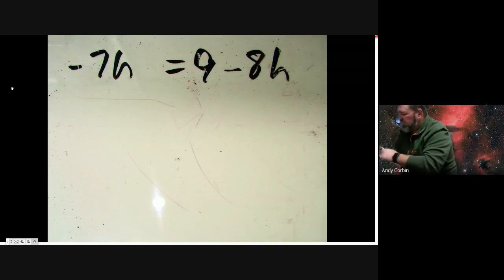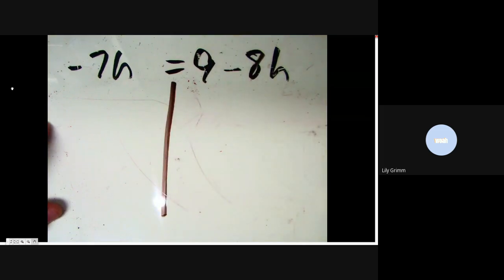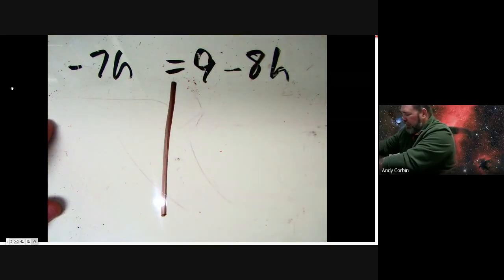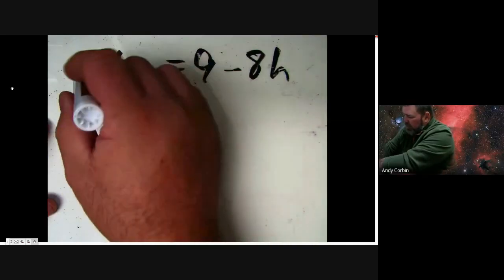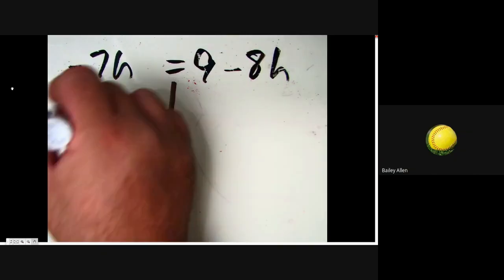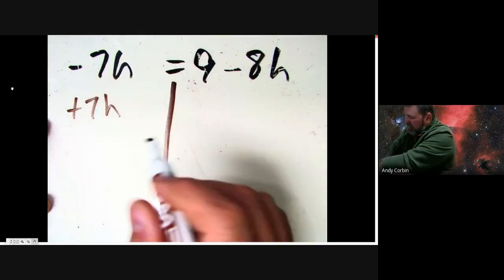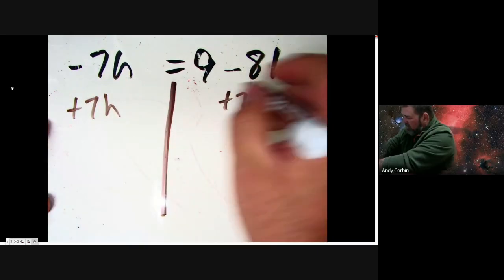Okay, so what's the pre-shift? 7 and 8. Right, you've got variables on both sides, right? So we've got to get the variables to the same side. Which one do you want to move? You can move either one. 7. Okay. So how do you get rid of a -7H? Positive 7H. Right. So I'm going to add 7H. If I do it to one side, I have to do it to the other.